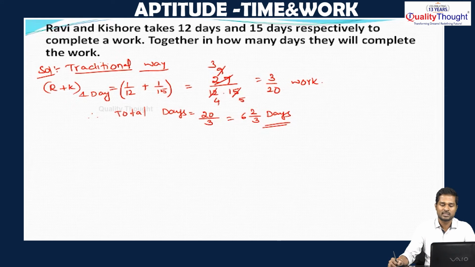So this is 3 6s are 18 plus 2, 20 by 3 days. Or you can solve the question by directly substituting the formula which we have written.